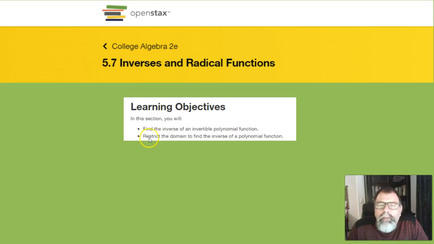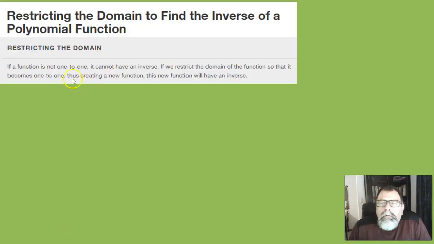Okay, moving on to the next learning objective: restrict the domain to find the inverse of a polynomial function. Okay, restricting the domain. If a function is not one-to-one, it cannot have an inverse. If we restrict the domain of the function so that it becomes one-to-one, thus creating a new function, this new function will have an inverse.